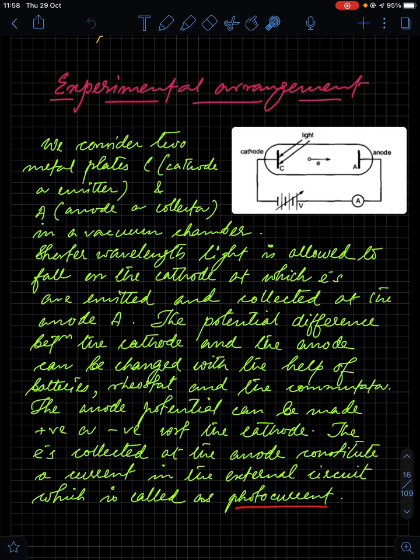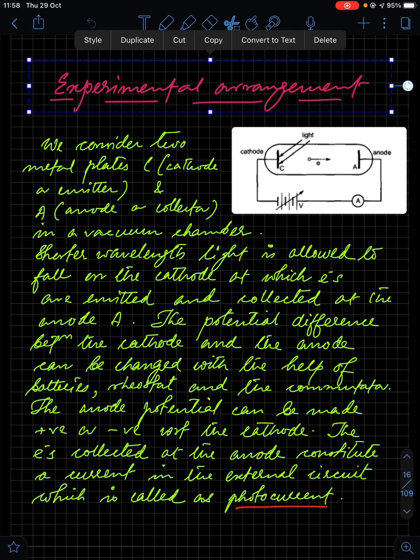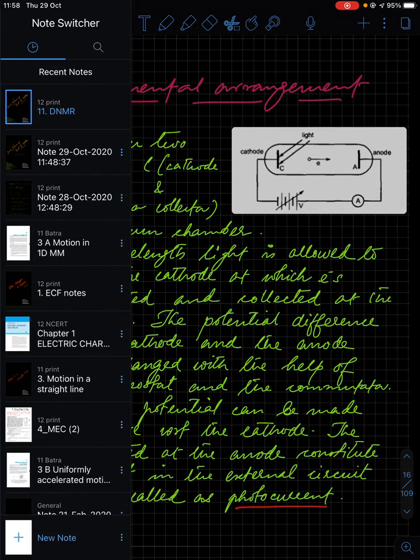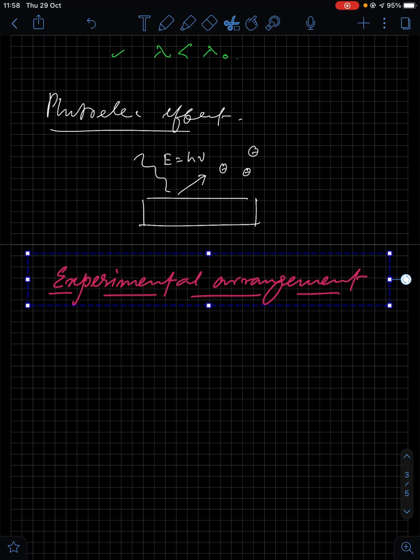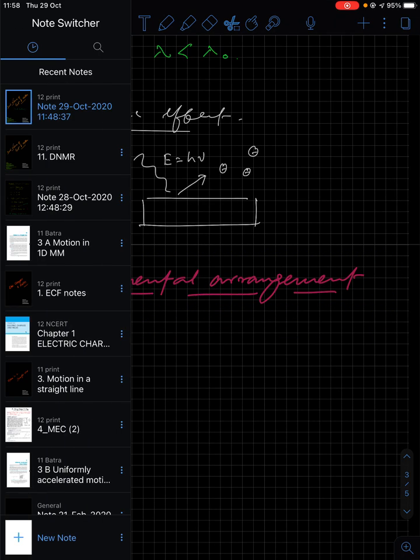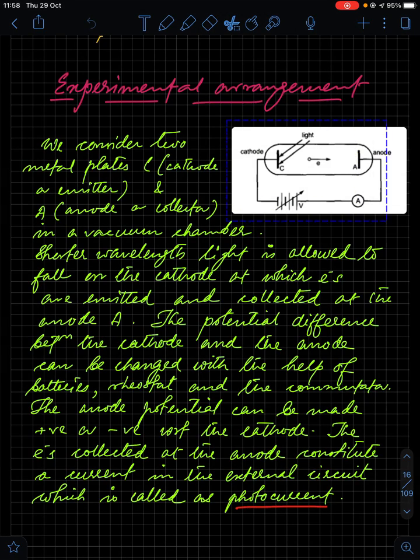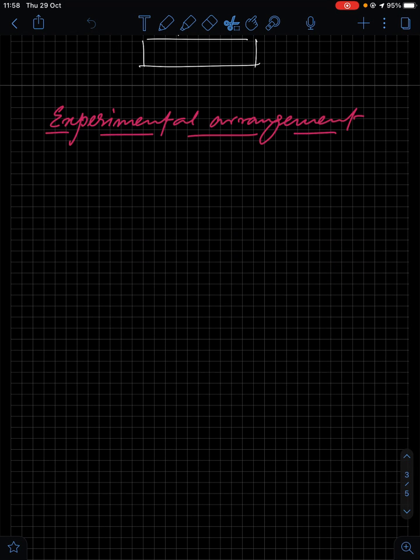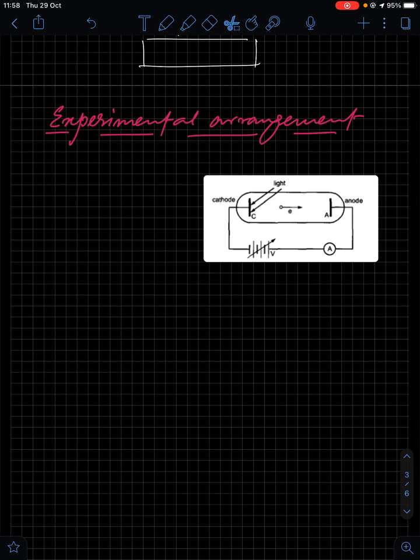I'll just copy down this diagram and we'll go through the explanation once, and then I'll let you read whatever is written there. So you have a cathode. This is a vacuum chamber. Inside this chamber you have this emitter plate and this collector plate. Now the collector plate is the anode and the emitter plate is the cathode.